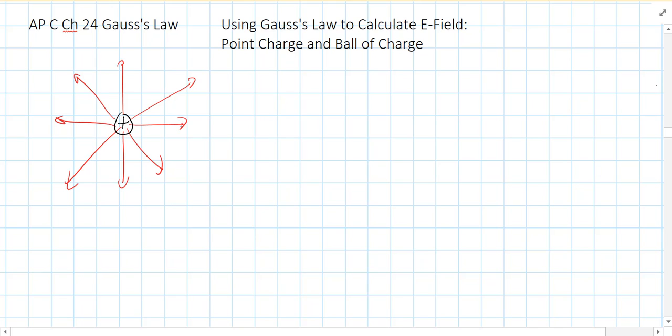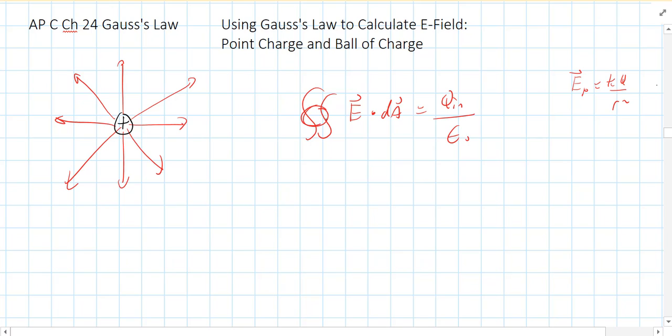Now, we already know this answer, right? So I'm going to write that down off to the right here. For a point charge, the electric field is simply kq over r squared. Well, we're going to use Gauss's law to derive this. Gauss's law says that the total flux leaving an enclosed volume, which is the closed integral of E dot dA, equals the charge you've captured inside that volume over epsilon naught.